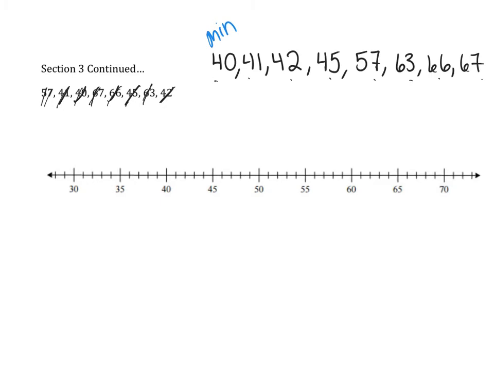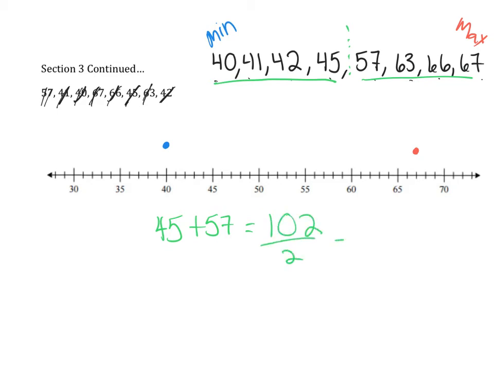So my min is here. So that is 40. I'm going to go ahead and put a point. My max is 67. I'm going to come over here, put a point. Okay, so my median's going to be in the middle. So our median's going to be between there. We might not know exactly what's between 45 and 57. So what I'm going to do is do 45 plus 57, which will give me 102. But then I'm going to divide that by 2 to see what's exactly in the middle, and I get a 51. So 51 is my actual median.